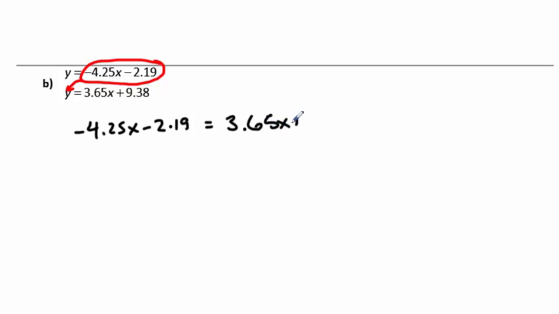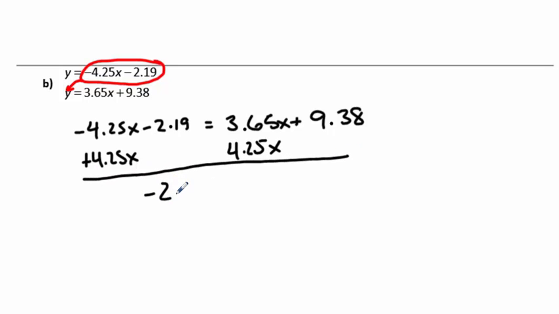So now it's equal to 3.65x plus 9.38. This is the most common method to use if I'm going to solve a system of two equations I got from regression, for example. If I'm going to have decimals like this, I can use substitution to solve them. Let's start by adding 4.25x to both sides. That'll give us -2.19 equals 7.9x plus 9.38.